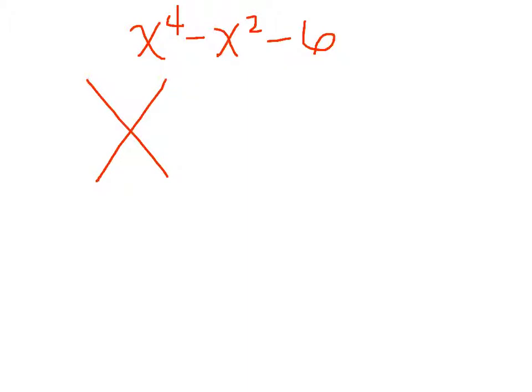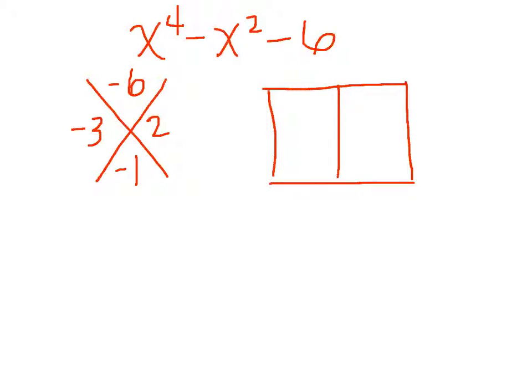In the X, in the top, we do A times C. A is 1 and C is negative 6, so we're going to get negative 6. The B value is negative 1. And so I'm thinking of two numbers that multiply together to give me negative 6 and add up to negative 1. And I believe that negative 3 and 2 should work.